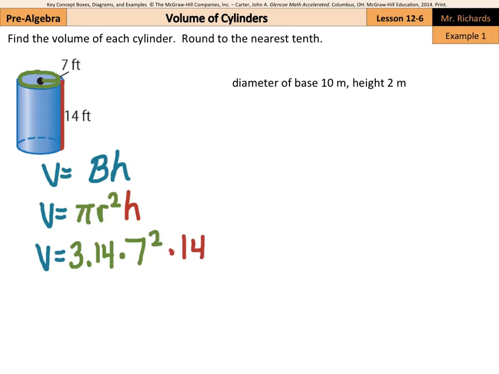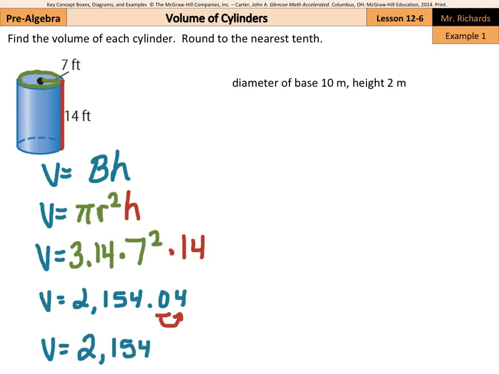When I multiply these three numbers together, my volume is 2,154 and 4 hundredths feet cubed. When I want to round to the nearest tenth, the 4 is not going to round the 0 up, it's smaller than 5. So volume is going to equal 2,154 and 0 tenths feet cubed.